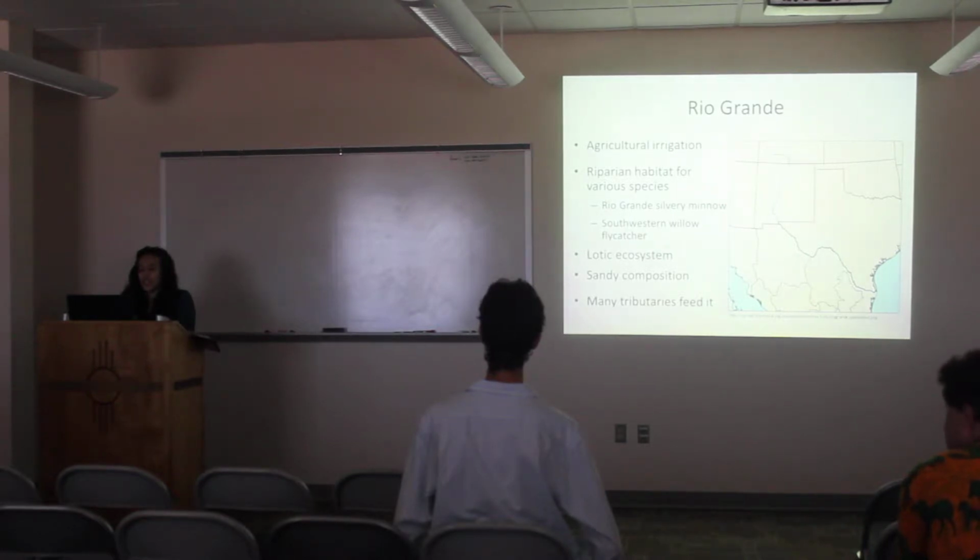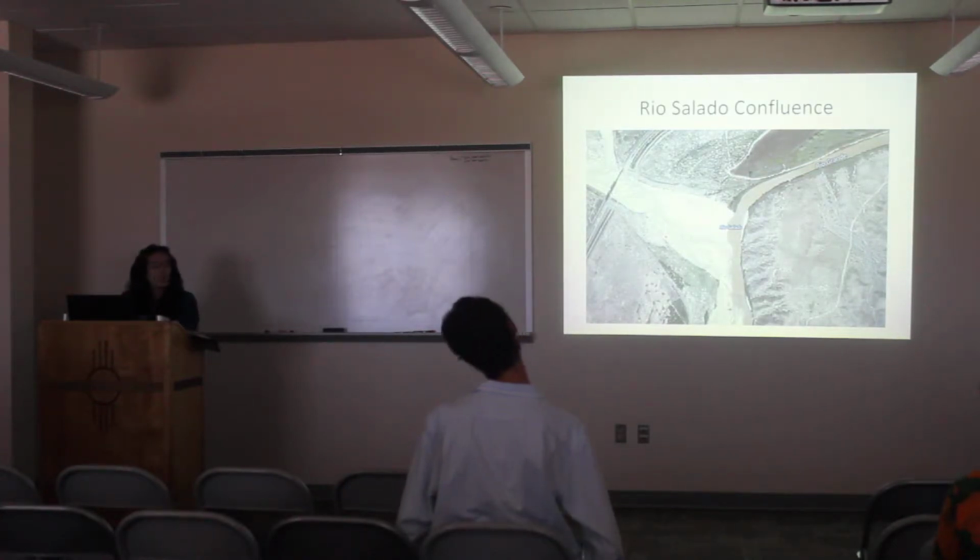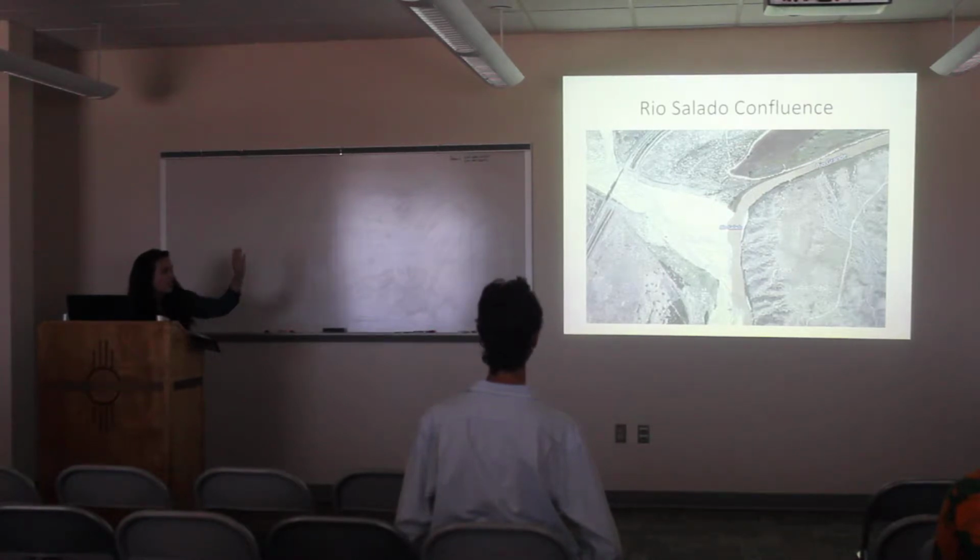The high majority of the sediment composition of the Rio Grande is sandy. However, the tributaries that feed into it create some sort of diversity. One tributary that is of special interest to me is the Rio Salado. As you can see from this photo, the whitewashed area is the Rio Salado coming into the Rio Grande. As it joins the Rio Grande, it creates an area called a confluence. Confluences are considered biodiversity hotspots because a heterogeneous mixture of sediments occurs in this area, thus creating diverse niches for various species to exploit.